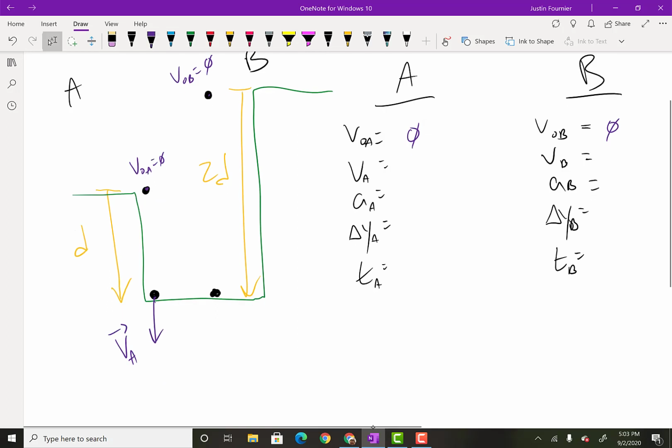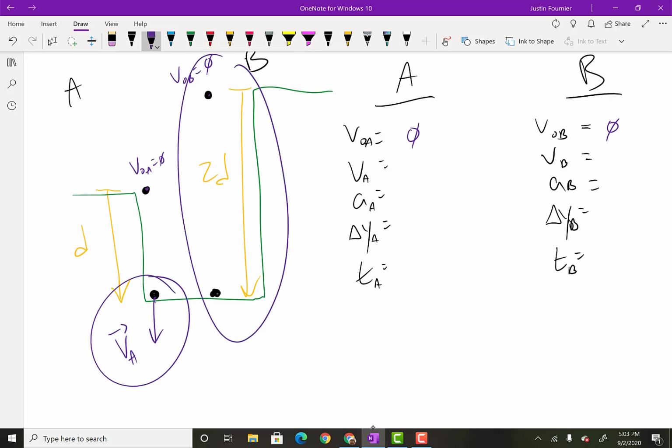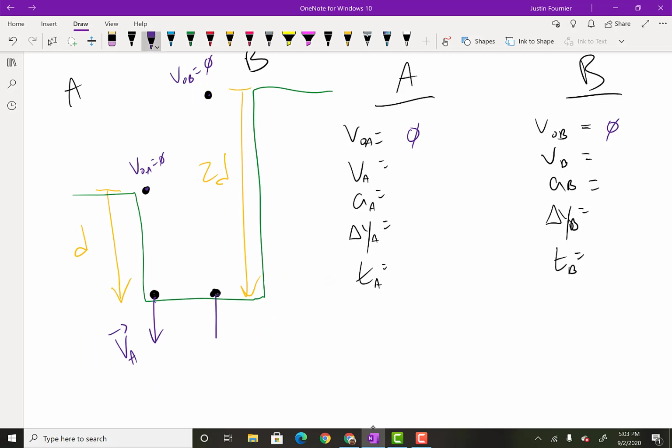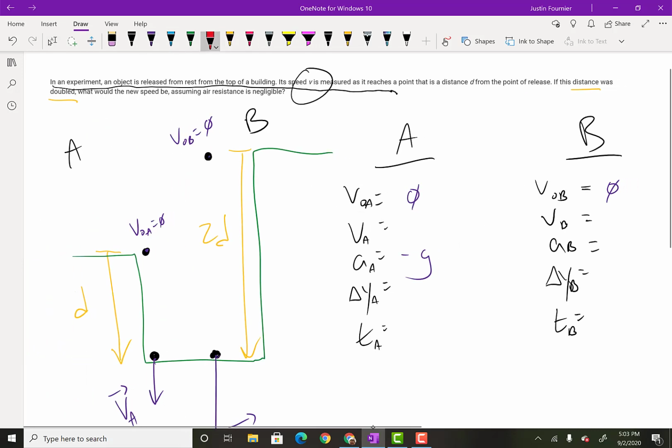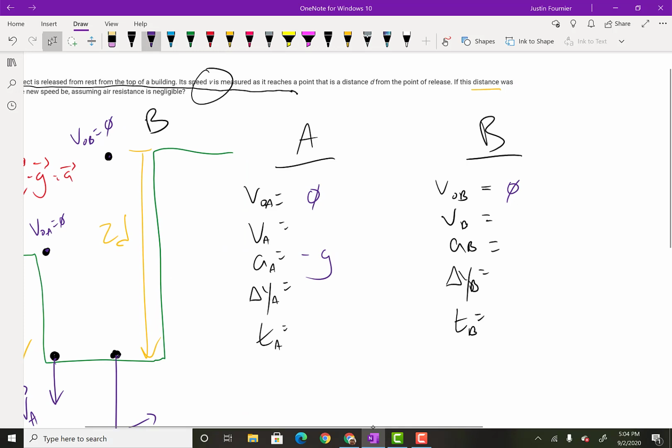What do you think for situation B? Do you think it's going to be faster than situation A when it reaches the ground, or slower, or the same? Yeah, it's going to be faster. The question is how much faster? Is it double, triple, quadruple, a half bigger? Okay, the acceleration is also going to be the same. The acceleration is negative g for each one, pointing down. We're on the surface of the Earth this time. So the acceleration is negative g, and over here it's also negative g.